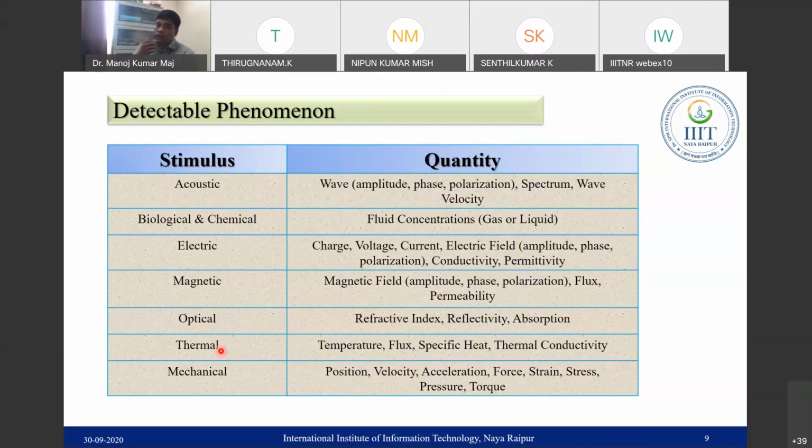In the case of the thermal stimulus, we have to see the temperature, the flux effect, the specific heat and thermal conductivity nature. And in case of the mechanical, we have to see the position, the velocity, the force, the stress, and the torque, pressure. So all these detectable phenomena should be there.